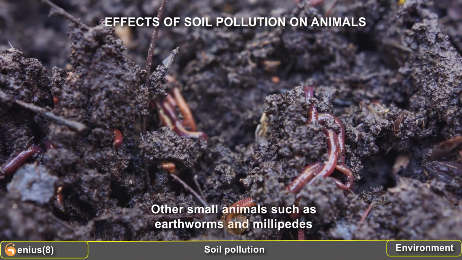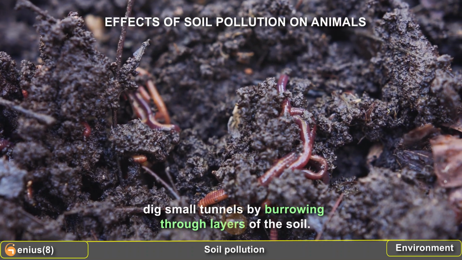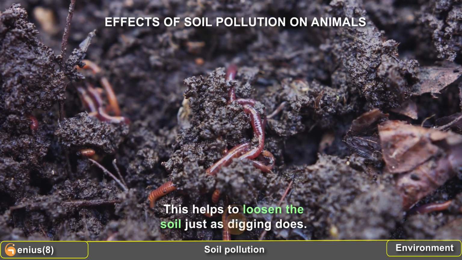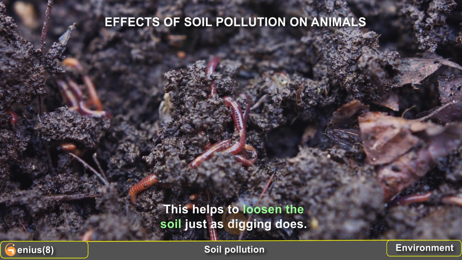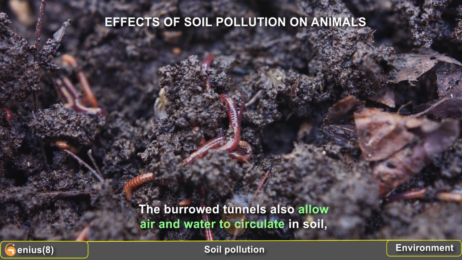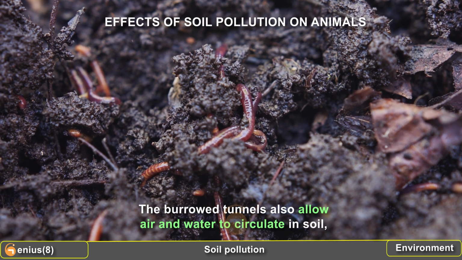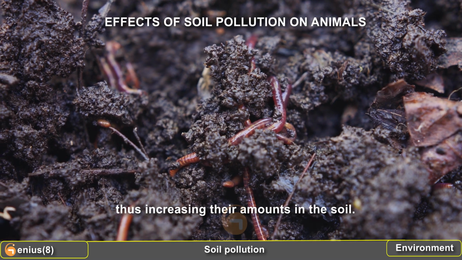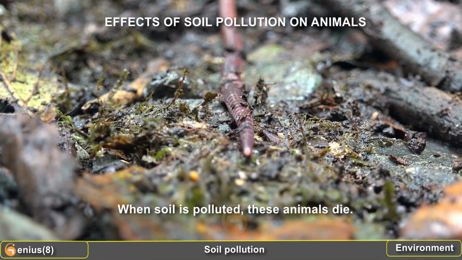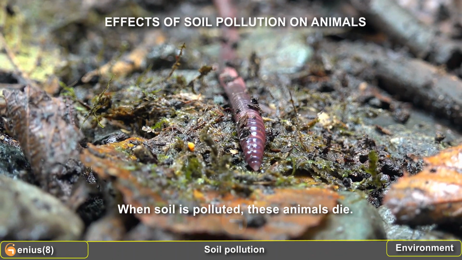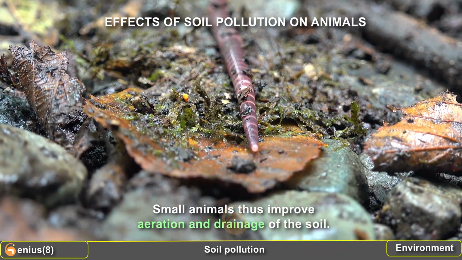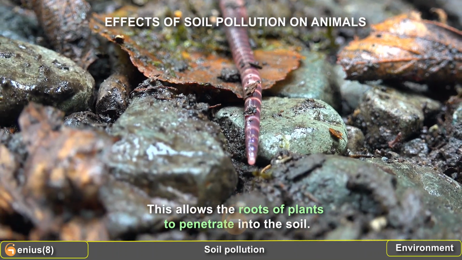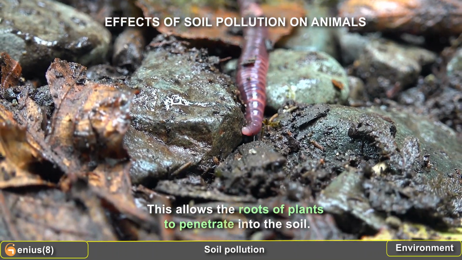Other small animals such as earthworms and millipedes dig small tunnels by burrowing through layers of the soil. This helps to loosen the soil just as digging does. The burrowed tunnels also allow air and water to circulate in soil, thus increasing their amounts in the soil. When soil is polluted, these animals die. Small animals thus improve aeration and drainage of the soil. This allows the roots of plants to penetrate into the soil.